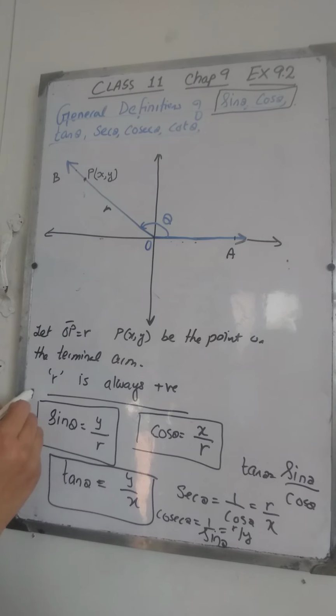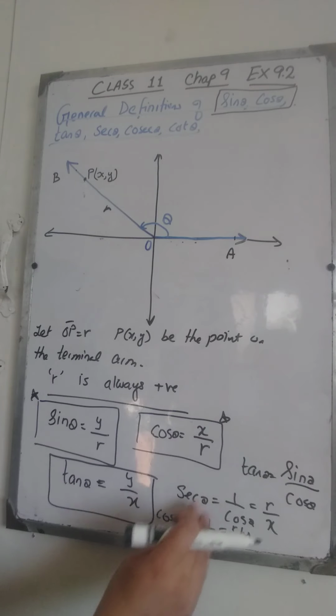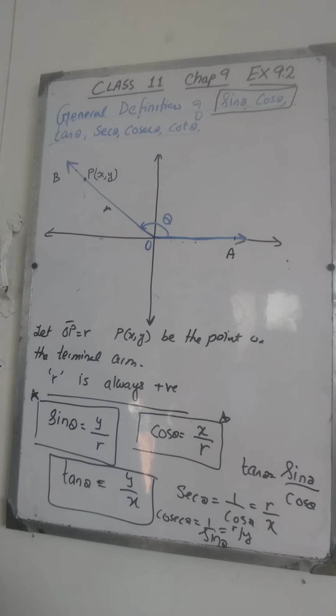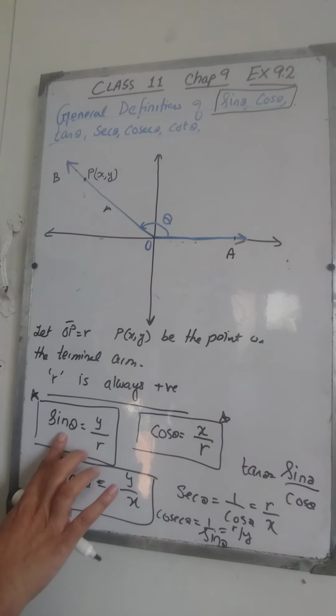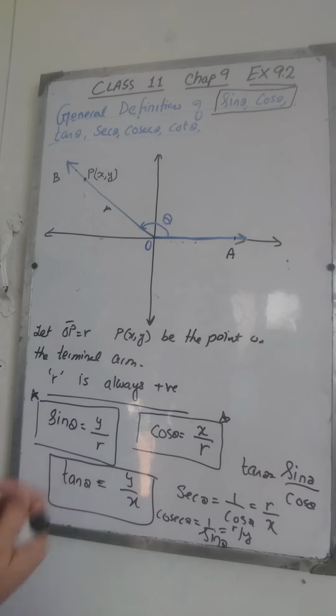So the main definitions are those of sine and cosine. If you know these two ratios, then you can derive all the others from these two. So the main focus in all the questions will be to find sine theta and cos theta, because they are the main key ratios with the help of which we can find all the others.